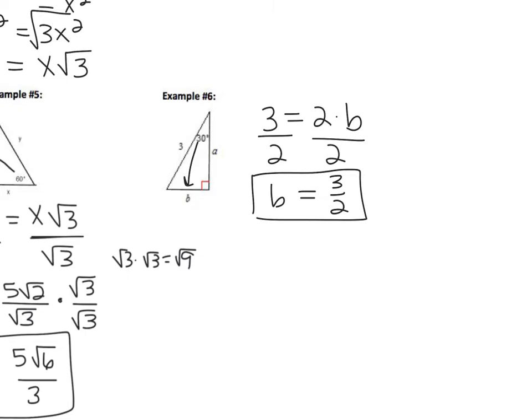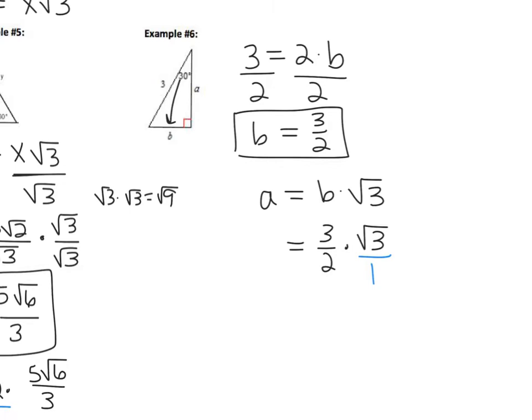So now to solve for our longer leg, a, that's going to be our shorter leg, b, times the square root of 3. Well, we now know the shorter leg b is the length of 3 halves, which we're going to multiply by the square root of 3. The square root of 3 can be written as over 1, so when we multiply, we are multiplying 3 times the square root of 3, which is going to stay 3 square root 3, and in the denominator we're doing 2 times 1, which is 2. So the length of our longer leg is 3 square root 3 over 2.